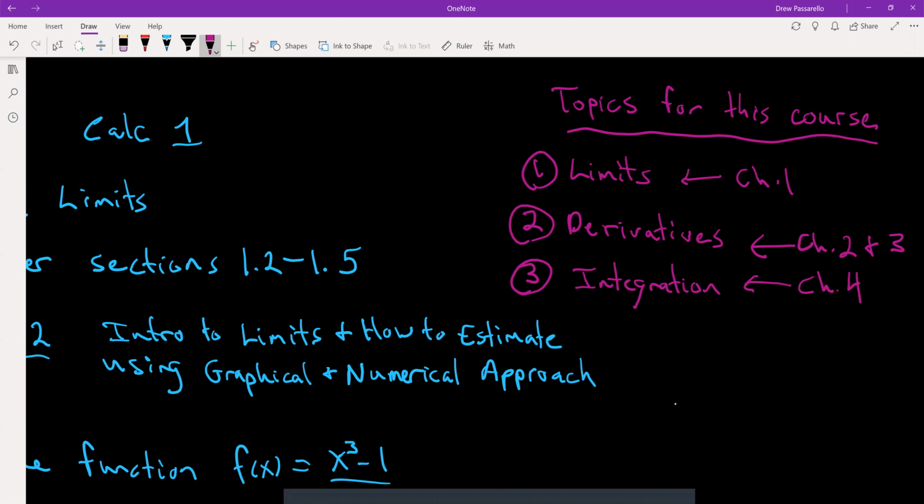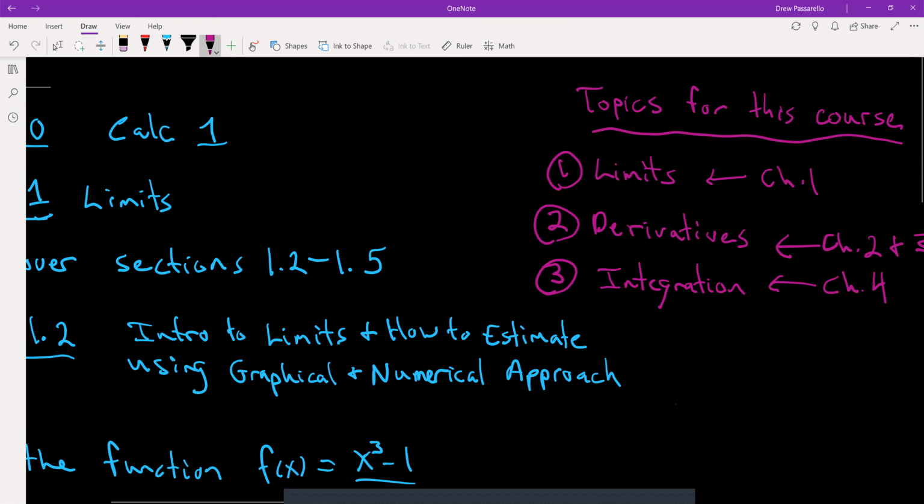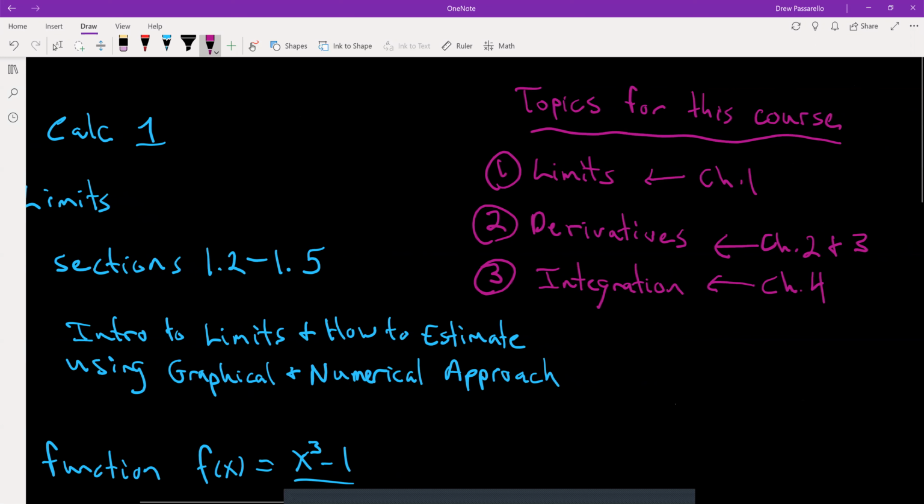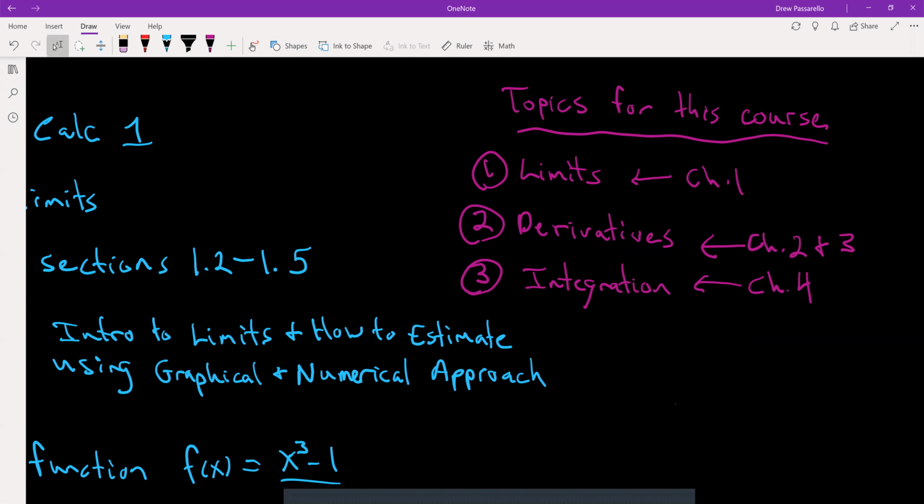All right, so these are the three main topics for this course. And finally, we are now starting the first topic, which is dealing with limits. Everything, like derivatives and integration, is going to rely on our fundamental understanding of limits.